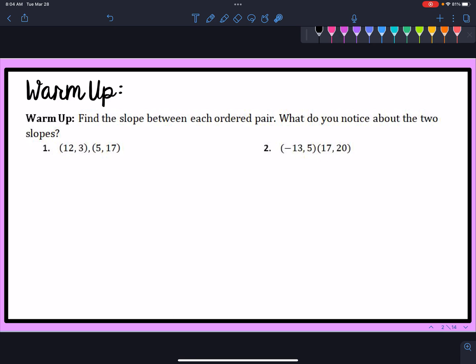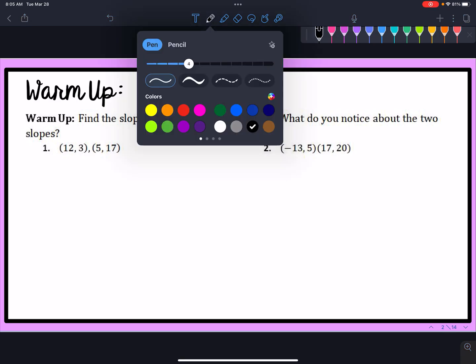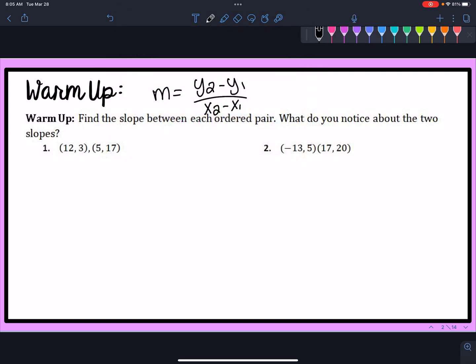It says, find the slope between each ordered pair. What do you notice about the two slopes? Well, as a reminder, your slope equation is y2 minus y1 over x2 minus x1. Find the slopes for questions 1 and 2. And once you have found those slopes, what do you notice about them? Pause the video and answer the question.